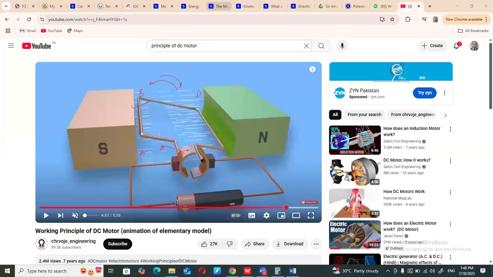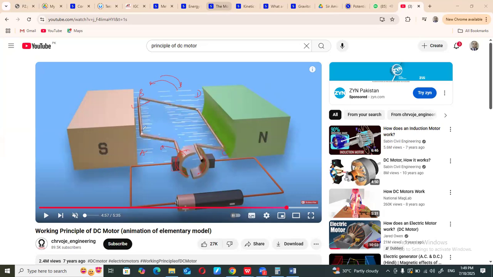So technically, the split ring's job is to just make sure that there will be a uniform direction of the armature, in one direction. It makes sure that the armature rotates in one direction by just switching the current.